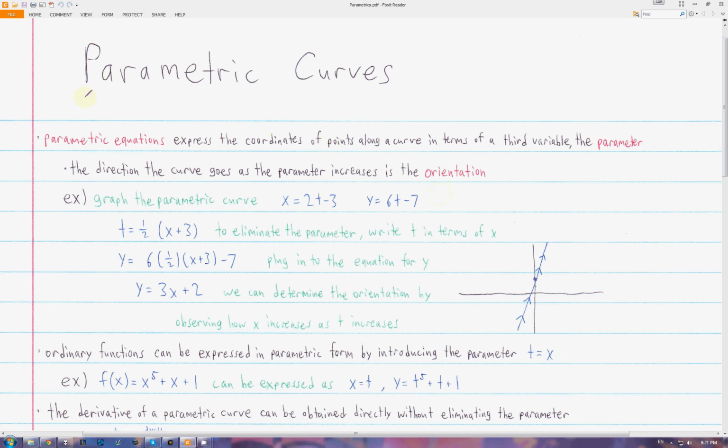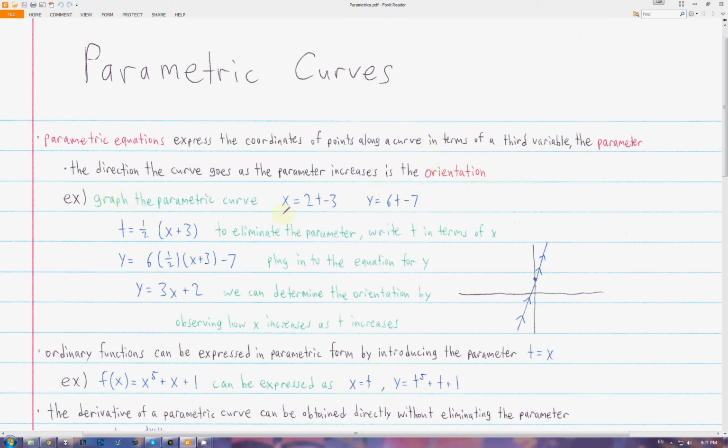In this video we're going to be looking at parametric curves, and first we're just going to quickly review the basics of parametrics. Parametric equations is when we take the x and y components of a function and separate them into different functions of a third variable called the parameter. Often the parameter is represented by t. As the parameter increases, the curve will go in a certain direction. That direction is called the orientation.